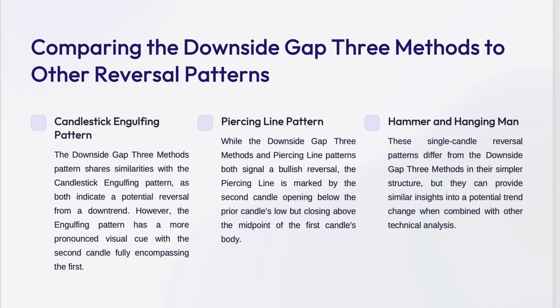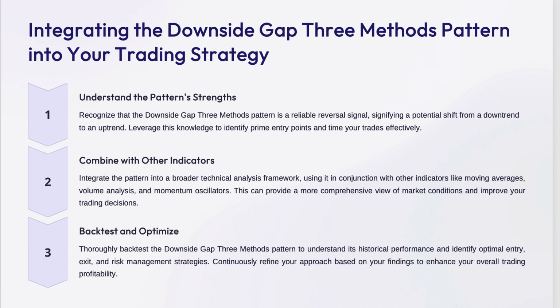Compare the downside gap 3 methods to other reversal patterns. A hammer or hanging man, if you see those kinds of things, that's also nice. If the next candlestick forming after this is a hanging man or hammer, it's nice that the bearish trend is continuing. Integrating the downside gap 3 methods: I always say, if you have to integrate something into your life, you have to journal it and work it, then combine it with other things and progress using that.